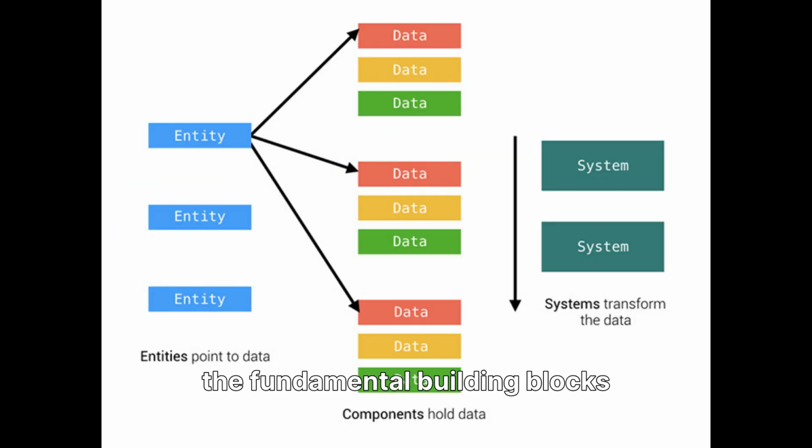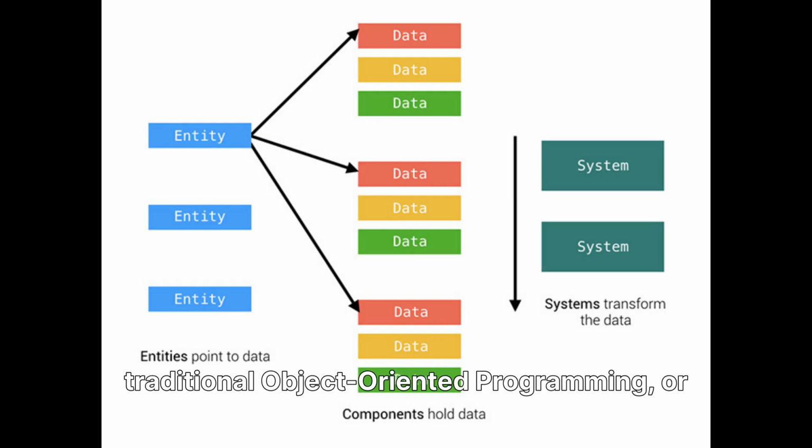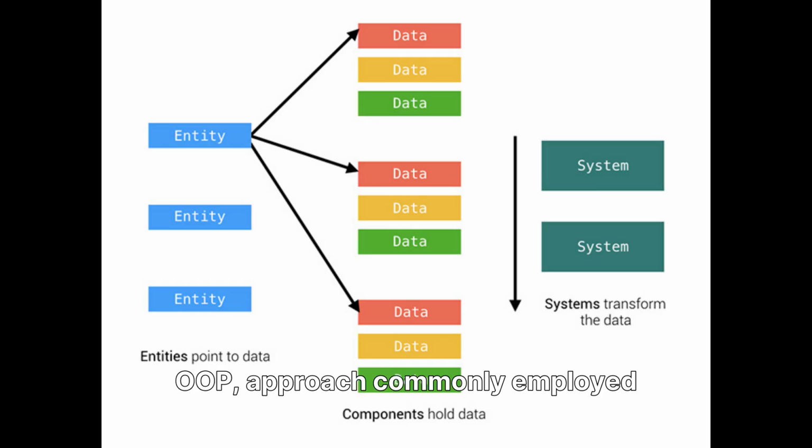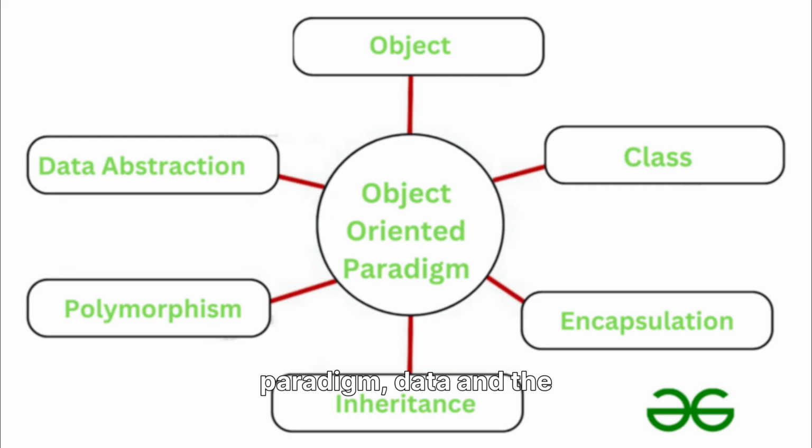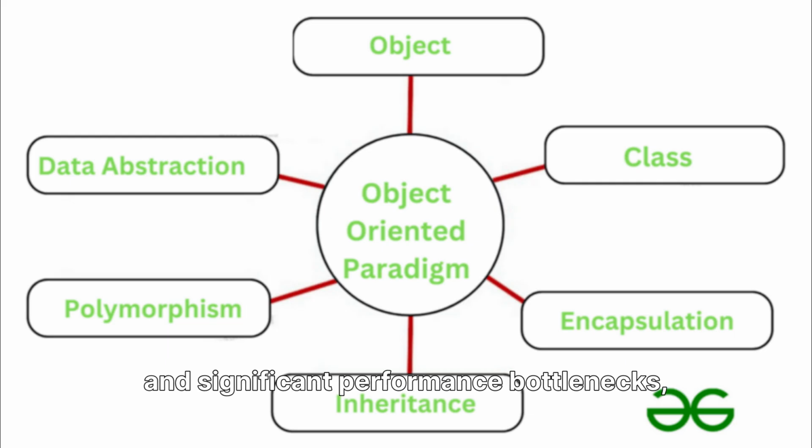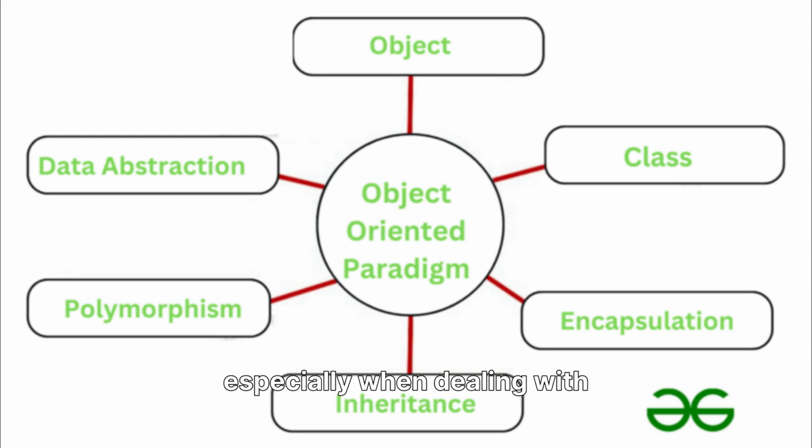Now that we've covered the fundamental building blocks of ECS, let's take a moment to briefly contrast this innovative architectural pattern with a more traditional object-oriented programming, or OOP, approach commonly employed in conventional game development. In the traditional OOP paradigm, data and the logic that operates on that data are typically tightly encapsulated and bundled together within single, monolithic objects. While intuitive for small projects, this can sometimes lead to inefficient memory access patterns, cache misses, and significant performance bottlenecks, especially when dealing with a large number of similar objects.